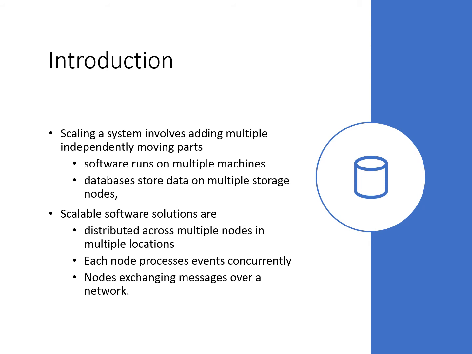Scaling a system naturally involves adding multiple independent moving parts. We run our software components on multiple machines and our databases across multiple storage nodes, all in the quest of adding more capacity. Consequently, our solutions are distributed across multiple machines in multiple locations, with each machine processing events concurrently and exchanging messages over a network. This fundamental nature of distributed systems has some profound implications on the way we design, build, and operate our solutions.